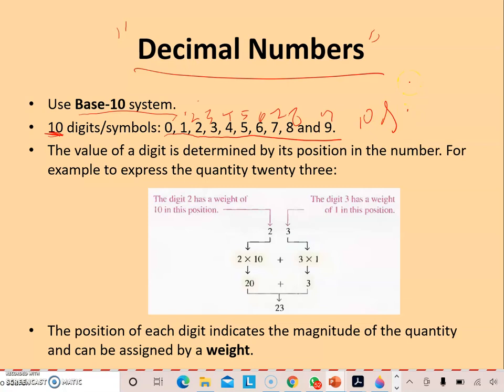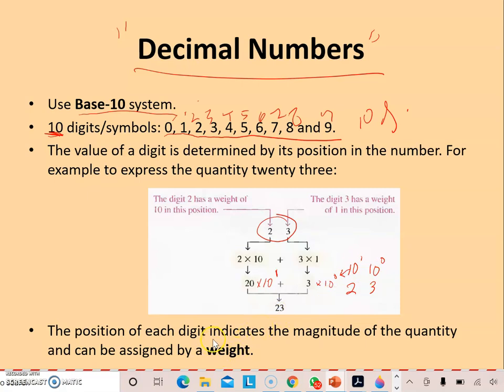The value of a digit is determined by its position in the number. For example, to express the quantity 23, here is the 23. The digit has a weight of 10 in this position. For this one, it is actually 3 times 10 to the power of 0, the position 0, and this one is 10 to the power of 1, because this is position 1. You see, 2, 3. This is at position 10 to the power of 0. This is at position 10 to the power of 1.